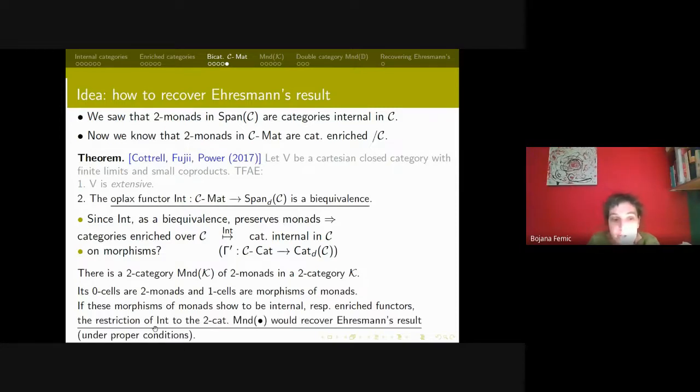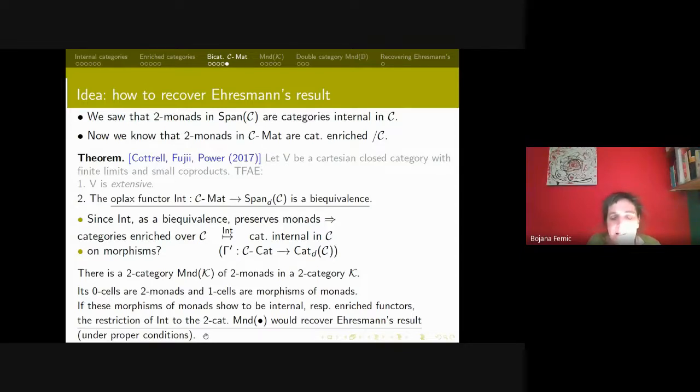Then the restriction of that bi-equivalence to the 2-category of monads in these two respective bicategories would recover Ehresmann's result, under the conditions that should be assumed. This is a somewhat involved argument, but I'm doing my best to show it in the clearest way, and I hope I manage.